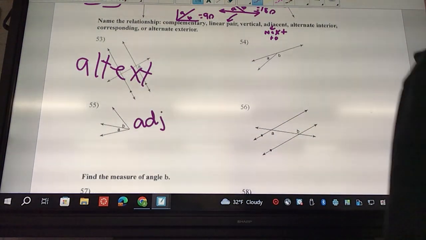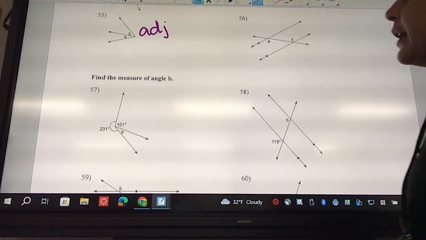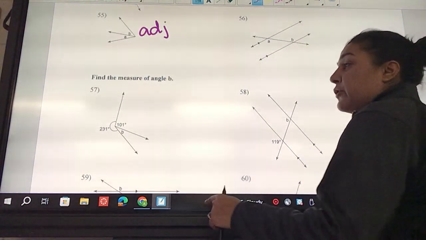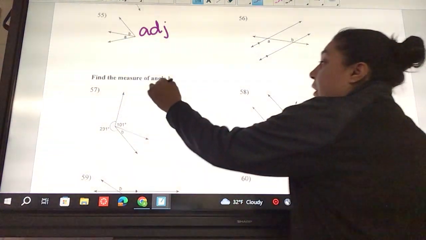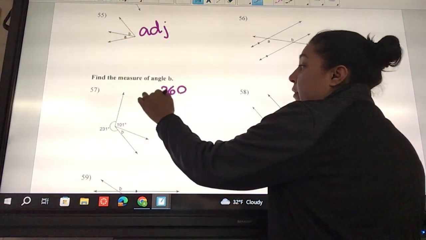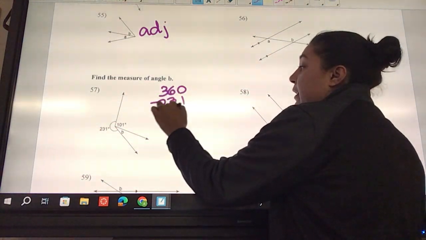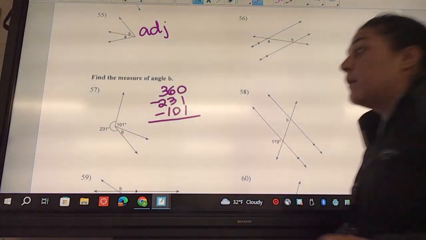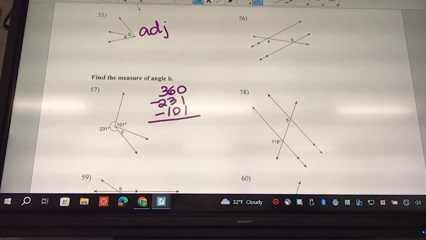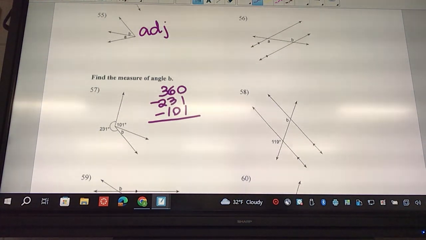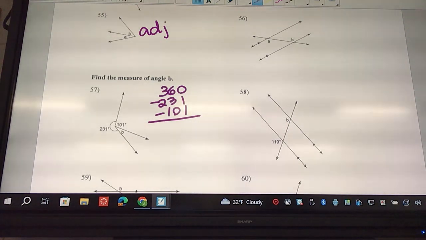Okay, find the measure of angle B. When we have this, you're doing a full circle, which is 360. So it's going to be 360 minus 231 minus 101. What is 360 minus 231 minus 101? 28.